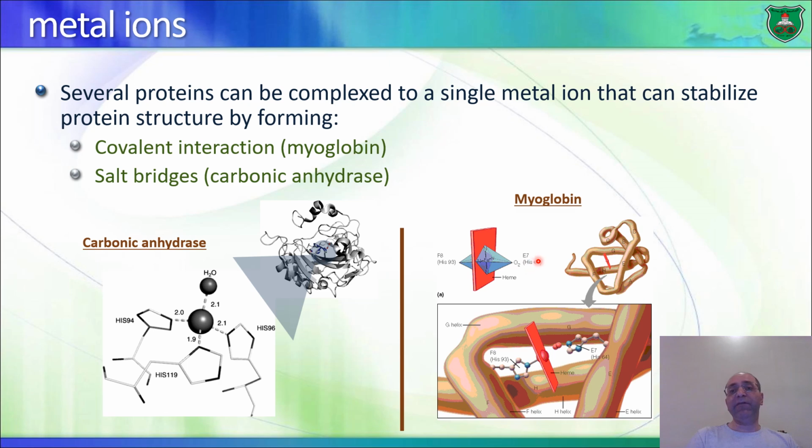And you can have another protein that is myoglobin, and myoglobin contains a heme group. We'll talk about this later on. It contains a heme group, and this heme group is covalently linked to a histidine residue.